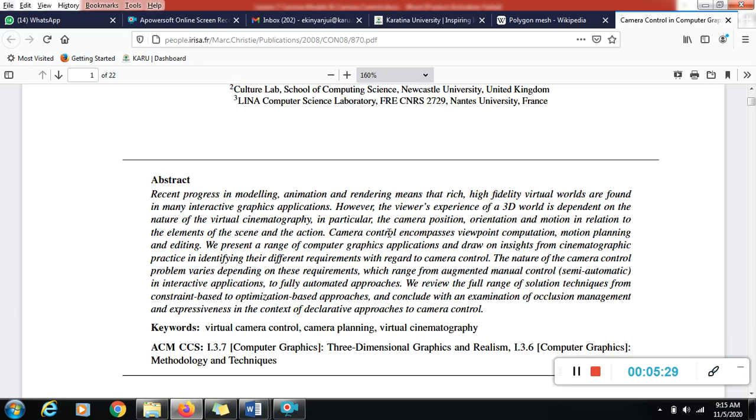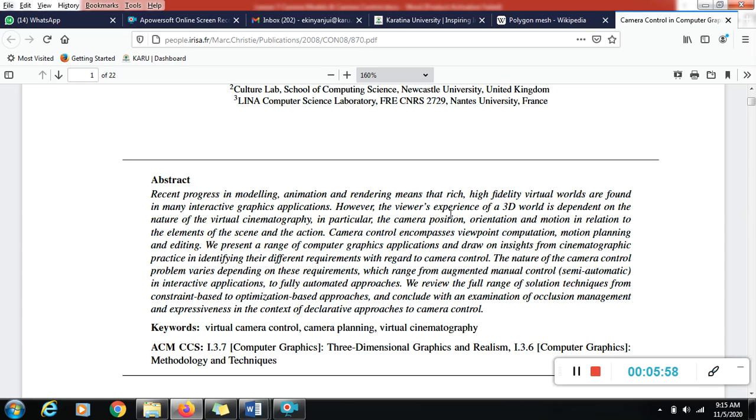And as you can see here, the bit that I was trying to emphasize: recent progress in modeling, animation, and rendering means that rich, high-fidelity virtual worlds are found in many interactive graphics applications. You've seen we apply graphics in the videos I've talked about, in advertisements. Locally you have seen adverts that are run using, like, we know about Bogwa and Fiber. I mean, this is purely computer graphics. There is no real Bogwa who is in Fiber.